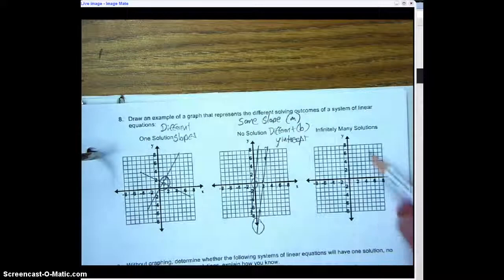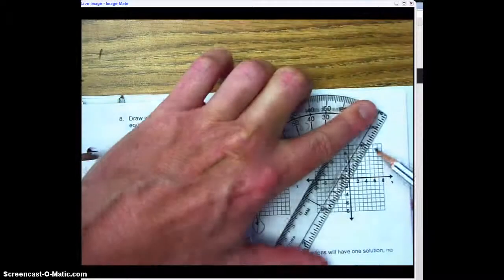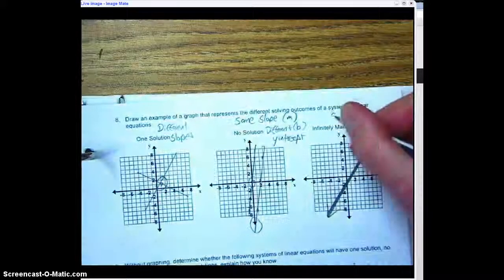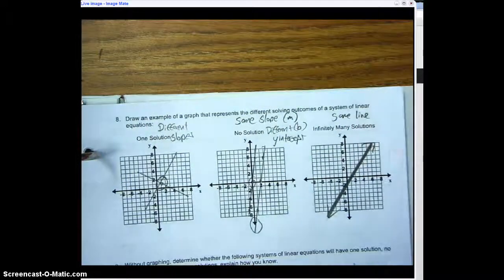Okay? And infinite solutions, all I'm going to do is just randomly draw a line, and then I'm going to thicken up that line, because infinite solutions are the same line. Easy.